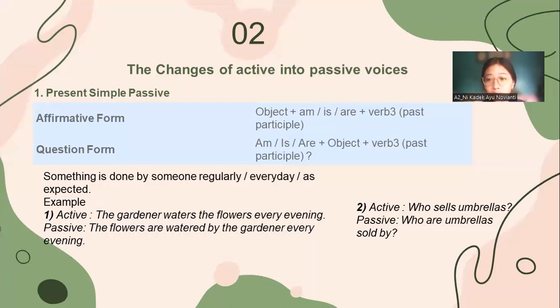And the active question is, who sells umbrellas? And the passive question is, who are umbrellas sold by?